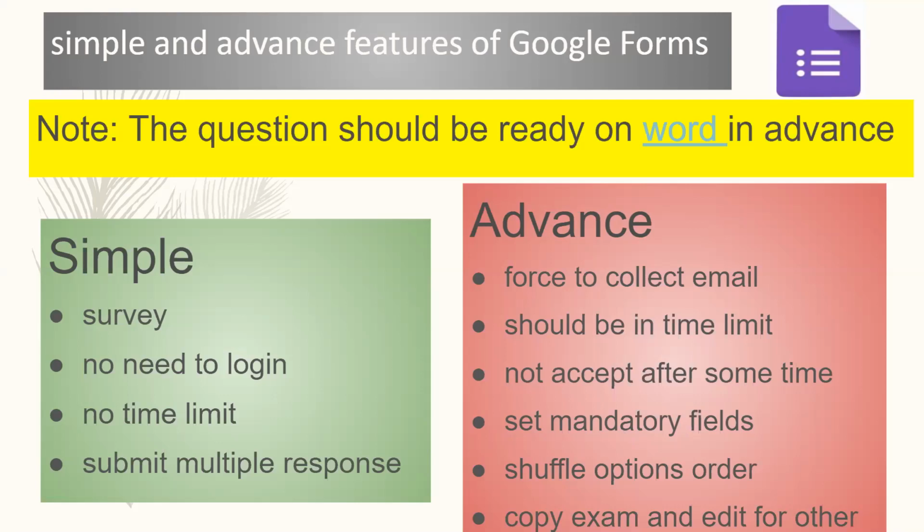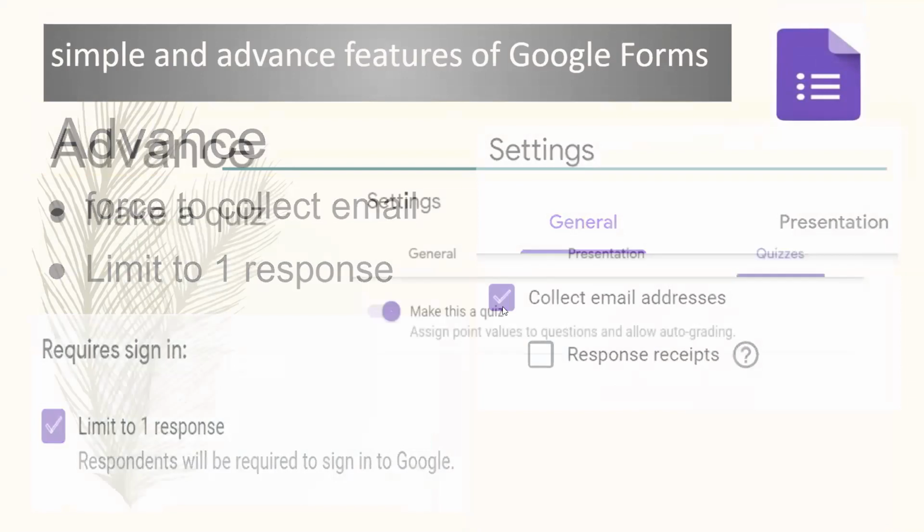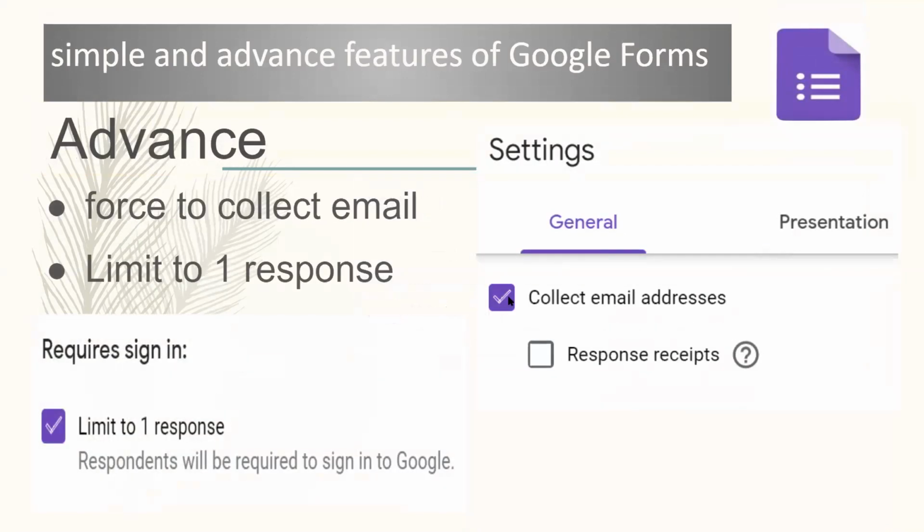Okay, copy exams and edit for another exam. Let's see one by one. First, as you see here, we can collect email addresses. We will force students to provide an email address by checking this option. Once we check this option, our exam will collect email, limited to 1 response.